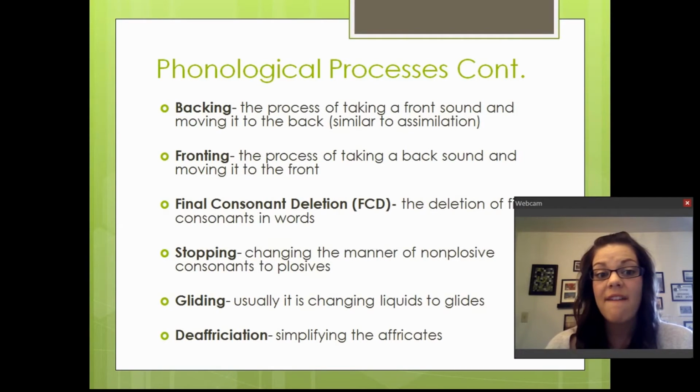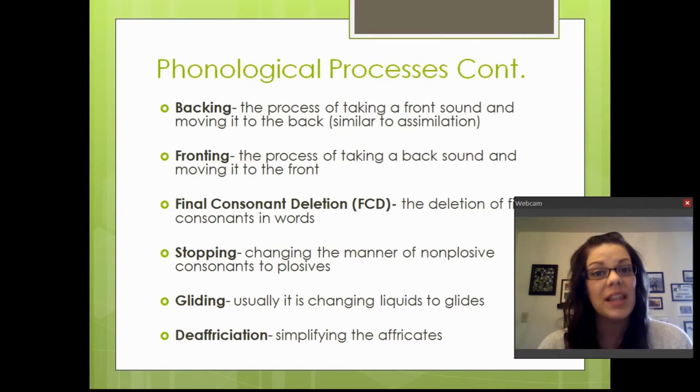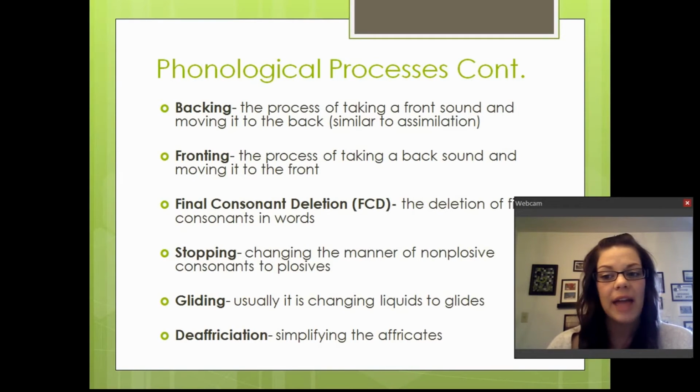We also have final consonant deletion. That's very similar to what it sounds. So it's deleting the final consonant in a word or the last consonant in the word. So pig might change to pi. Mouse might be mow. So we're just not using that final S or final G in pig.